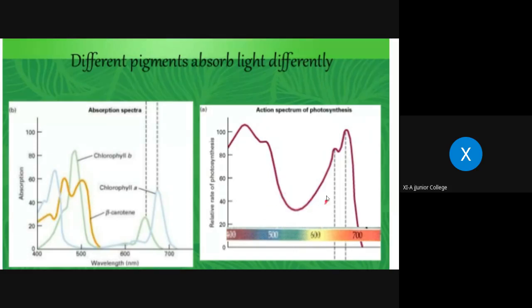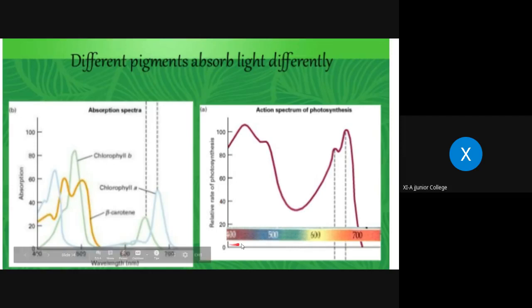Now here you can see at around 680 to 650, the maximum photosynthesis is taking place. This is the highest, isn't it? Same here. So where is it seen? This is at around red color. Here it is the blue colored region where the maximum photosynthesis is taking place.